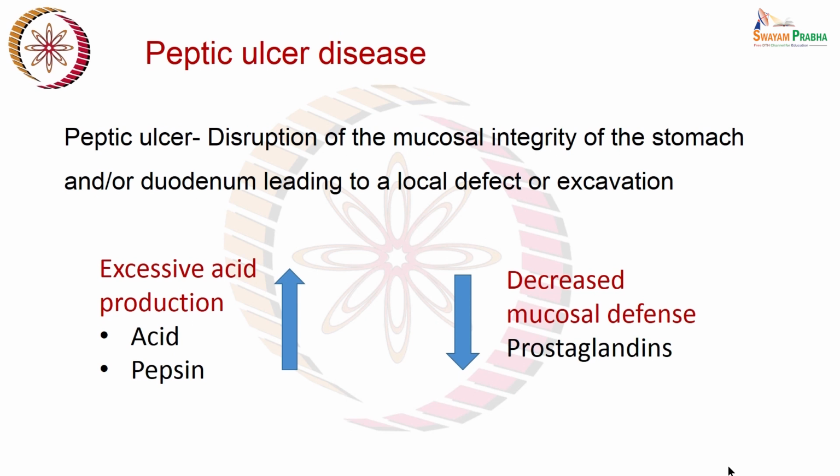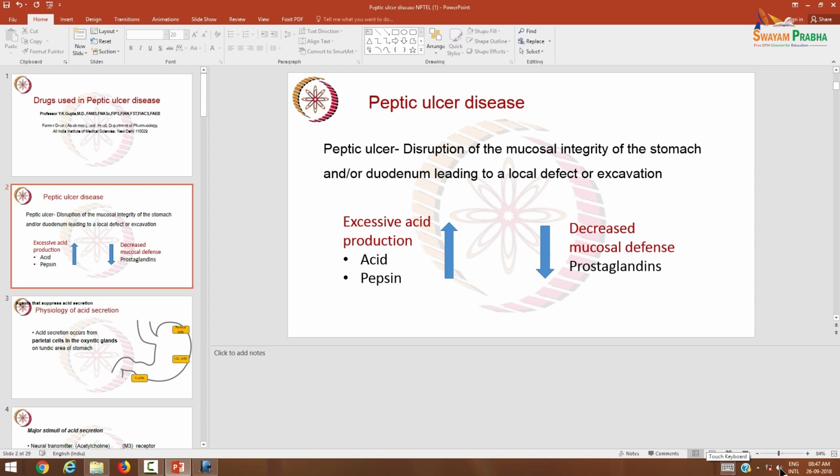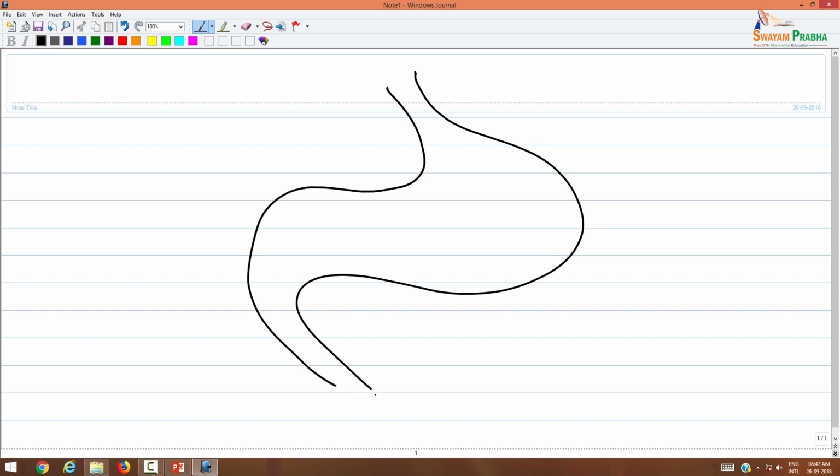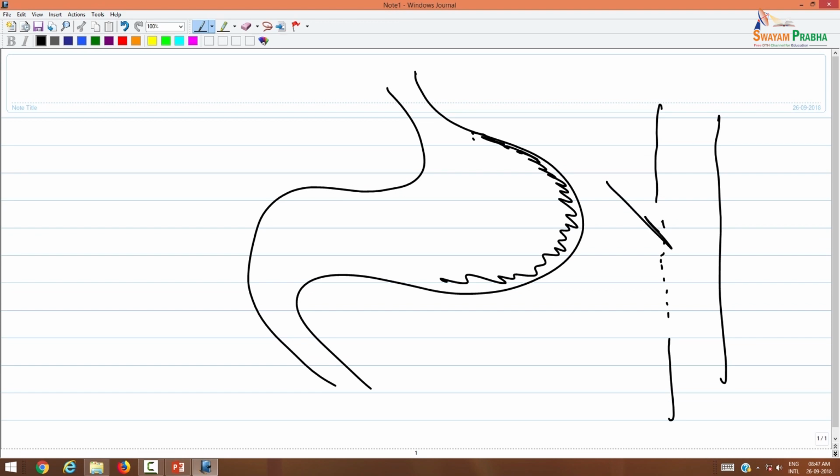What happens in peptic ulcer is there is a disruption of the mucous membrane. This is the stomach, and in the stomach there is a mucous membrane, and this mucous membrane gets disrupted. This disruption of the mucous membrane causes ulceration, and sometimes it can be deeper, and this can also lead to perforation of the ulcer.